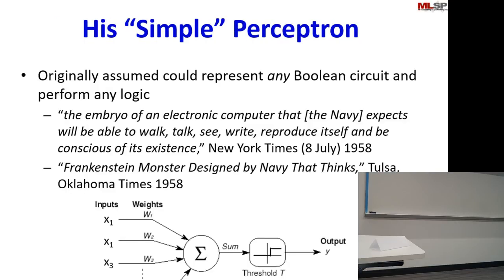So he was hyper excited, but even more excited were all the newspapers of the time, which said things like the embryo of an electronic computer that the Navy expects will be able to walk, talk, see, write, reproduce itself, and be conscious of its existence. New York Times, 1958, right? Frankenstein monster designed by the Navy that thinks. Tulsa, Oklahoma Times, 1958. Now, obviously, they're going overboard because this was the machine. Nothing more than this. This was the machine that was going to walk, talk, and reproduce itself.